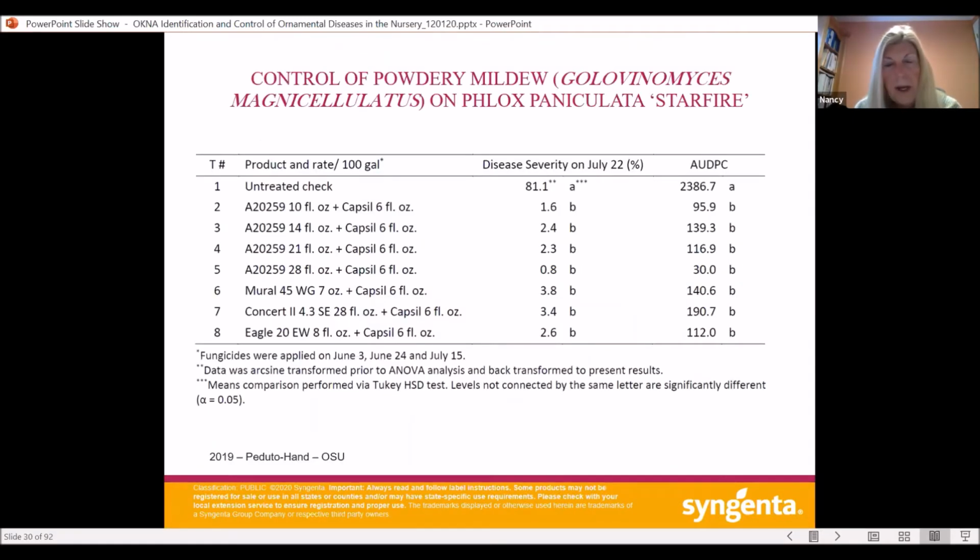This is a new trial that we got in last year. Powdery mildew, obviously on phlox, is a big problem. You can see the untreated control here at 81% infection is quite high. We do have a new fungicide in development that you'll be hearing about more in 2021 once that gets registered, and that has some good performance as well. Again, really good performance with the FRAC group 3s. Here's Concert and MURAL also doing quite well.